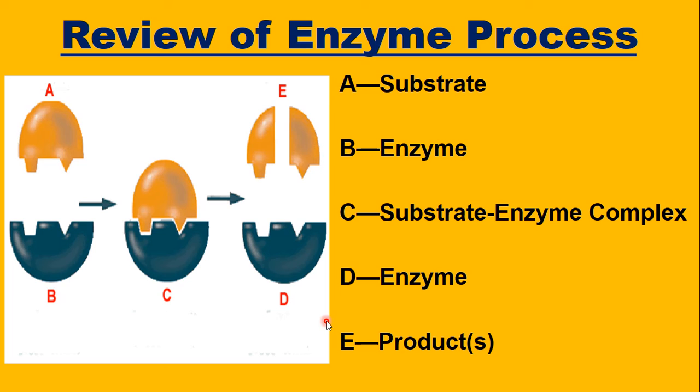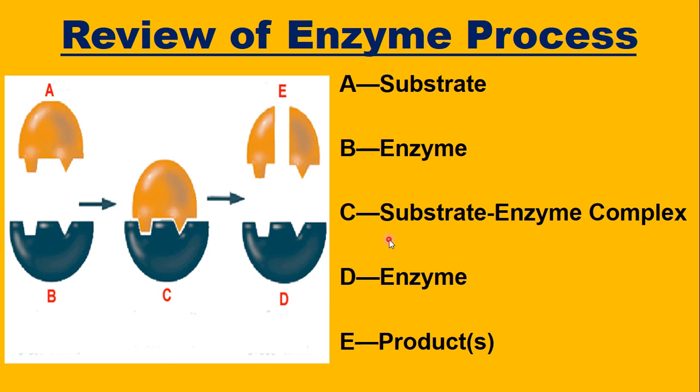So reviewing the enzyme process, I have a picture over here. Things are labeled, and here they are. A is right here that I'm highlighting with the, what is it called? Laser pointer? Yeah. This is called the substrate, and B is the enzyme. When they combine together and they're locked in together and the reaction is taking place, we call that C, which is the substrate enzyme complex. That means the reaction is taking place.